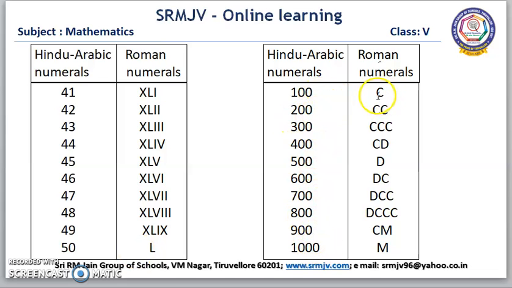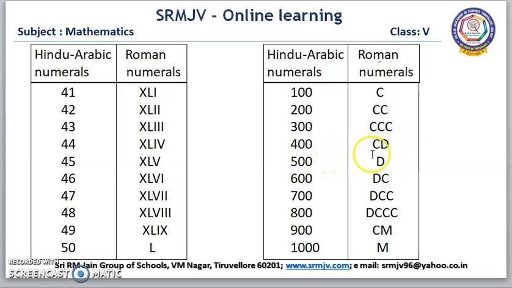Here the Roman numeral for 100 is C. For 200 we are writing C, C. Multiplication means addition. So we are adding 100 plus 100. For 300 C, C, C. 3 times. We have to add 100 plus 100 plus 100. Okay. But we should not write C, C, C, C for 400.